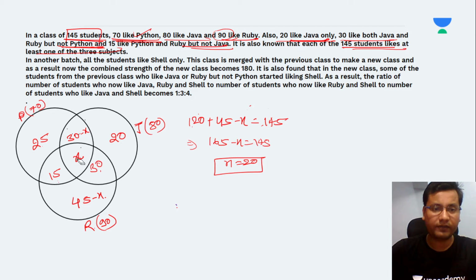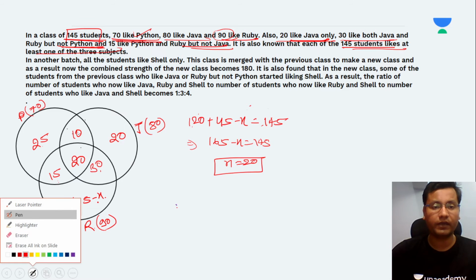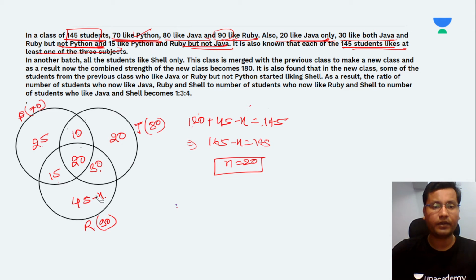Now once you got this, you will put x equal to 20 here. Okay, so look how much this will be. So x equals 20, and this is 30 minus 20, that is equal to 10, and this is 45 minus x, so that is 45 minus 20, that is equal to 25. So I'll put 25 here. So this circle will be 25.